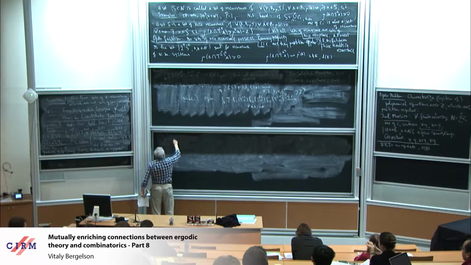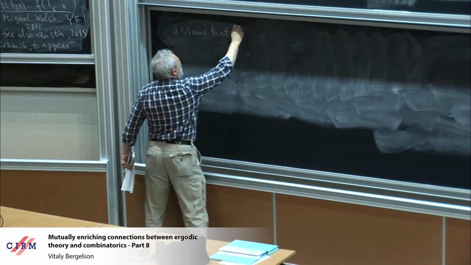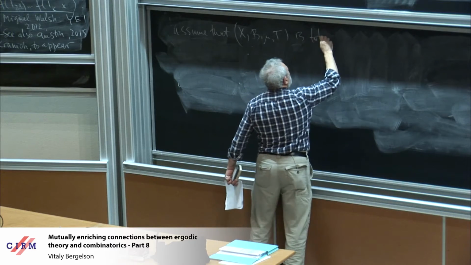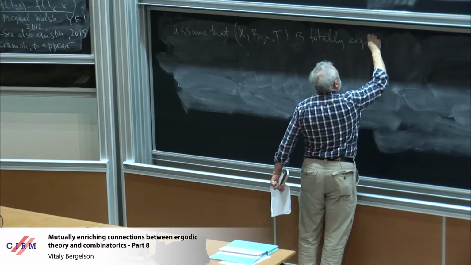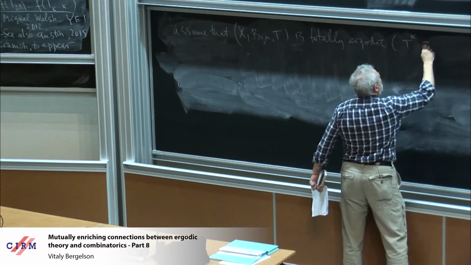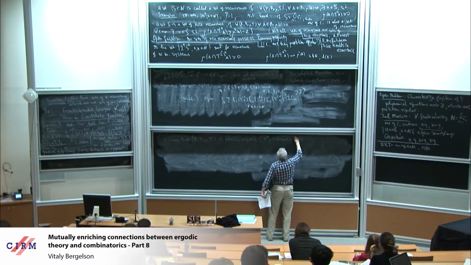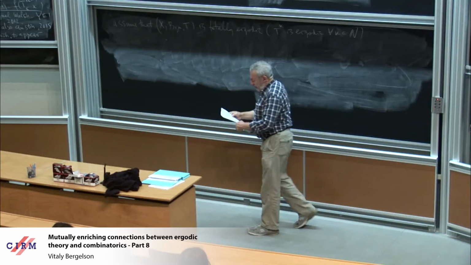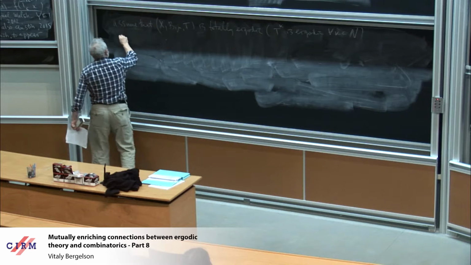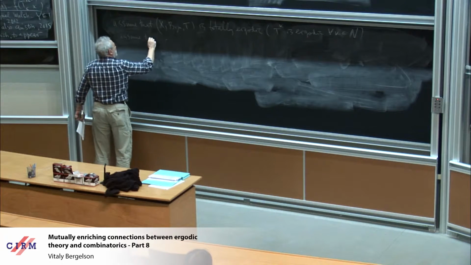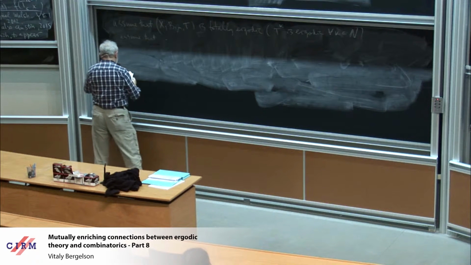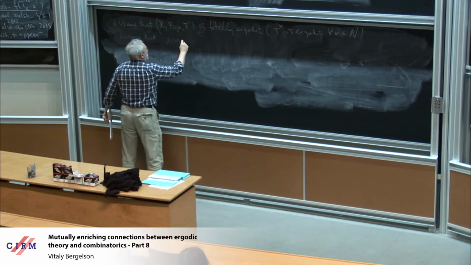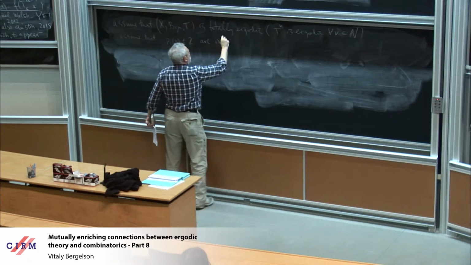Assume that (X, B, mu, T) is totally ergodic, so T^k is ergodic for all k. And assume that the polynomials p_i(n) are independent.